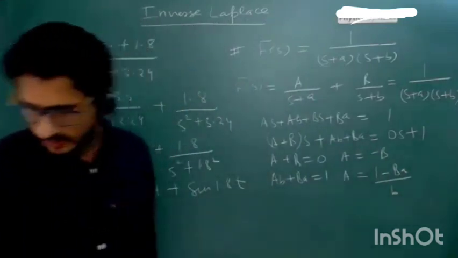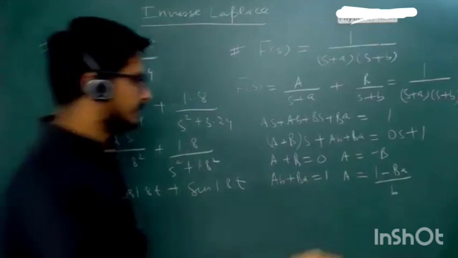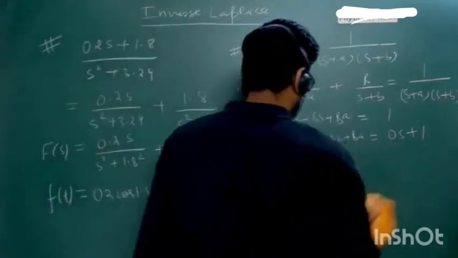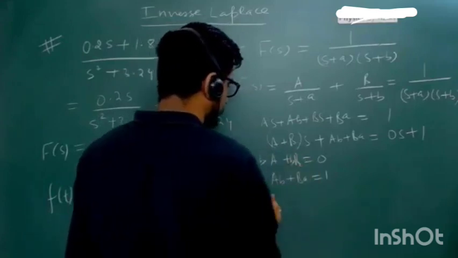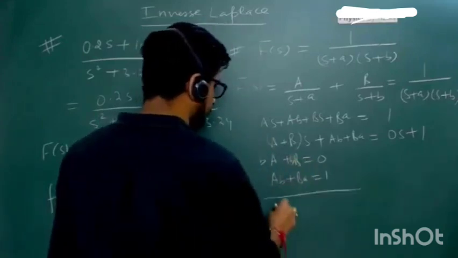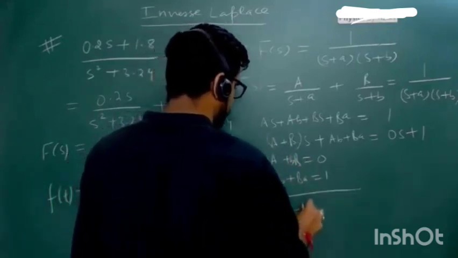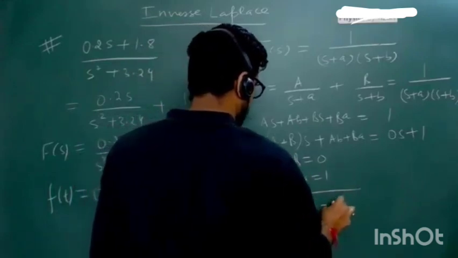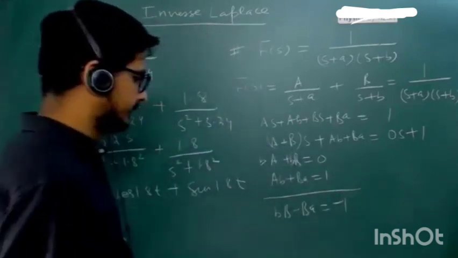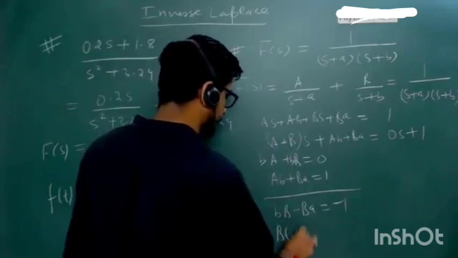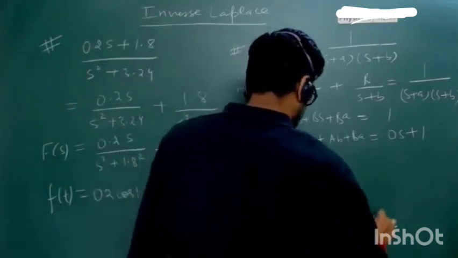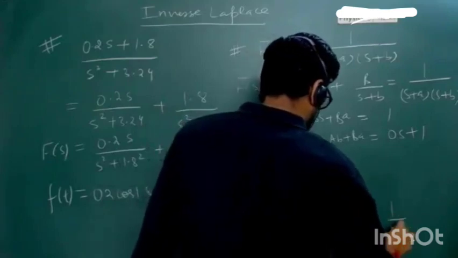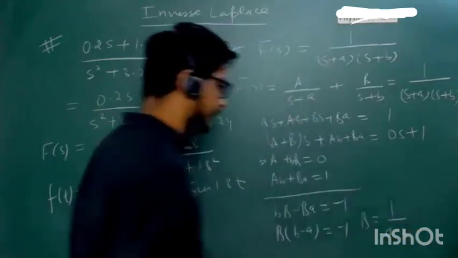So we have to solve them. However you can solve, solve it. We can solve it like this also, by multiplying it by b and then subtracting. So this will become Bb minus Ba is equal to minus 1. So you take B common, it will become B(b minus a) is equal to minus 1. So B will become 1 upon a minus b.